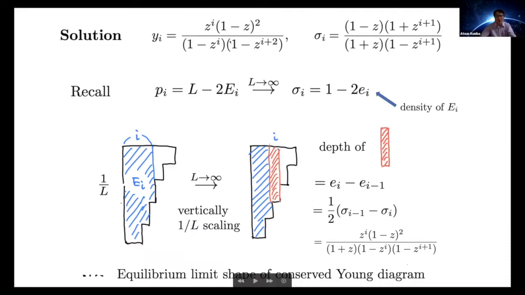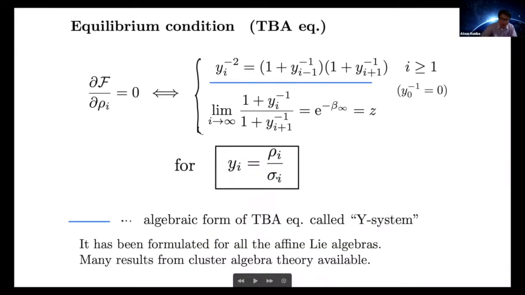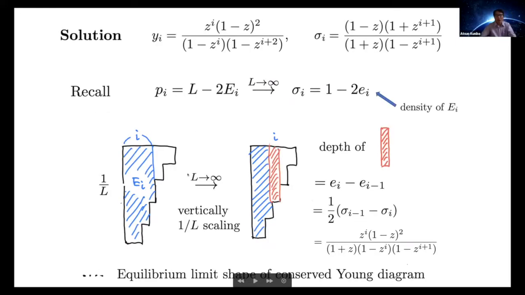Then it should fix the solution uniquely, and here is the solution. The solution is y_I here, and sigma_I is given, and rho_I is of course fixed once you know y_I and sigma_I. Recall that I had the expression of the vacancy like this, and I divided both sides by the system size capital N and took the scaling limit like this. So little e_I is capital E_I divided by L, with L going to infinity, the density of the E_I. Somehow I'm taking the vertical 1 over L scaling of this Young diagram.